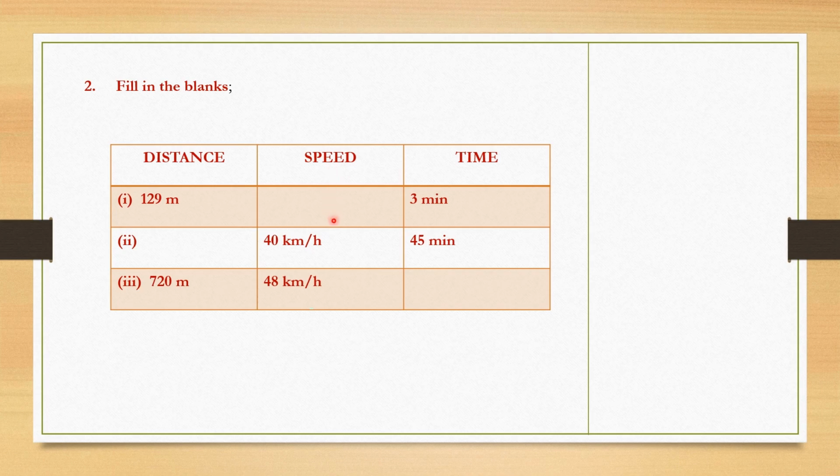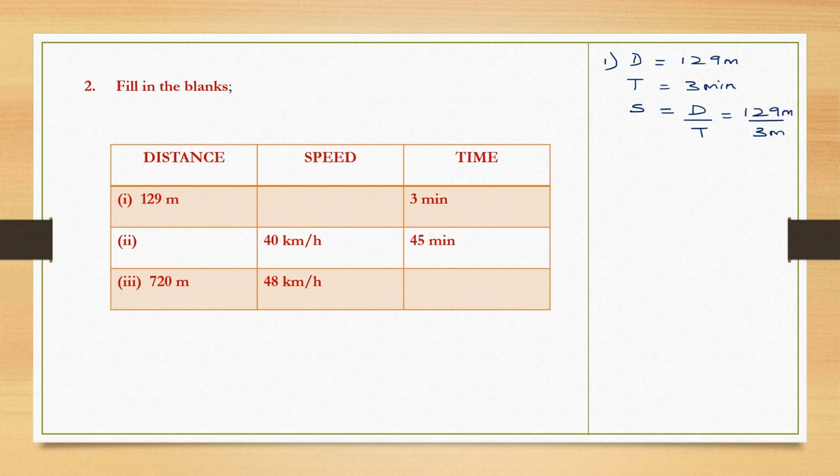Now here is where we're going to use our formula, the formula that we have learned. So look at the first question. In the first question, distance is given to us as 129 meters. Speed is not given to us. Time is given to us as 3 minutes. And now we need to find the speed. So speed, the formula is distance by time. So this is 129 meters by 3 minutes.